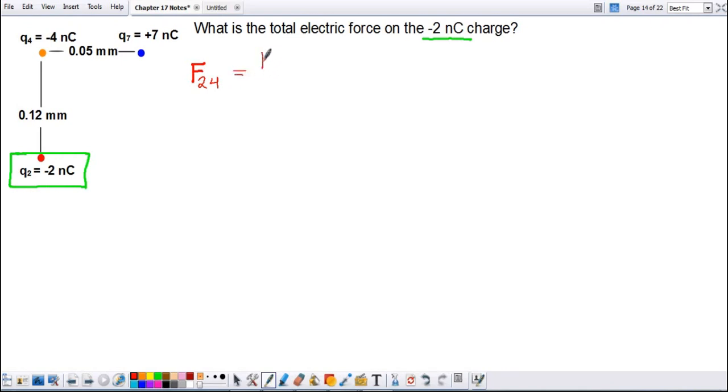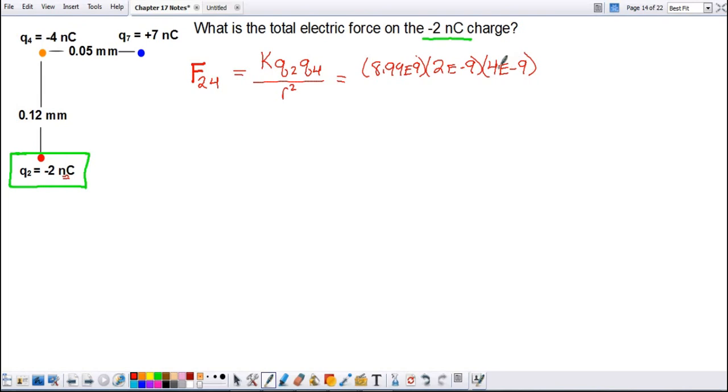Remember, we have Coulomb's constant times the first charge, in this case charge 2, times the second charge, charge 4, divided by the distance between them squared. So we can substitute in 8.99 times 10 to the 9th for Coulomb's constant, times 2 nanocoulombs, so times 10 to the -9th, times 4 nanocoulombs, so times 10 to the -9th.